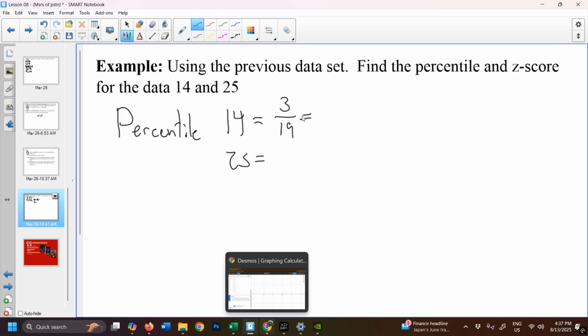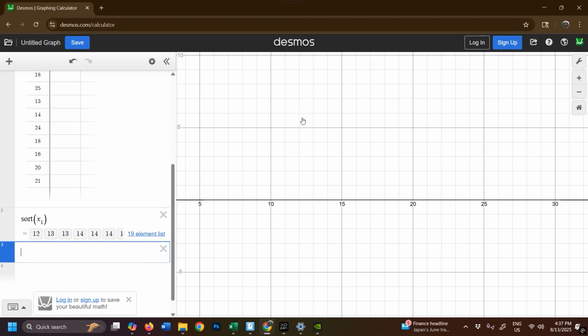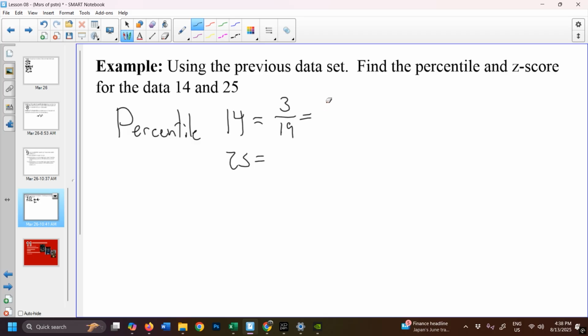Then I can use Desmos to make that calculation. Just go 3 divided by 19, and that will be 15.789%. Now it says to round to the nearest whole number, so we're going to make it 16% because the 7 is going to cause us to round up. So in this case, I'm going to say that we are in the 16th percentile.